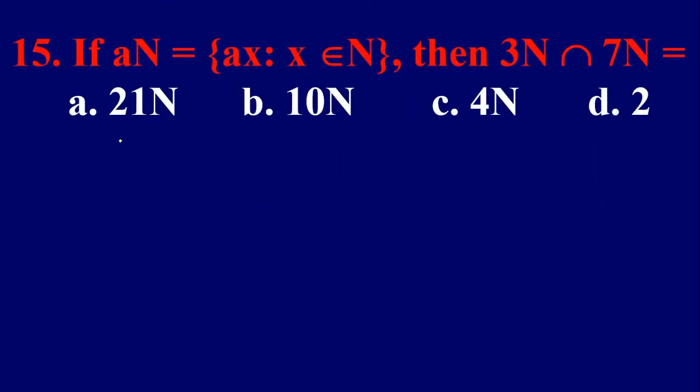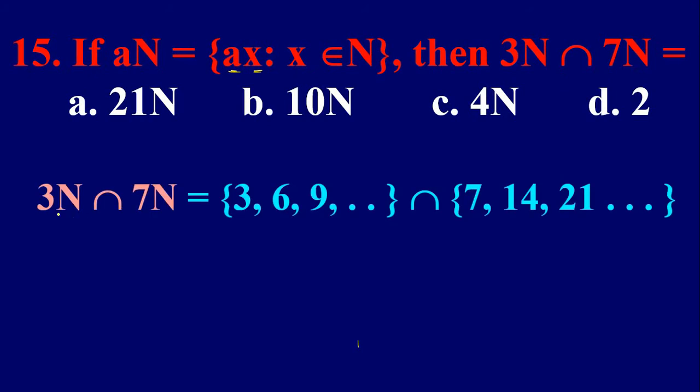So next we discuss one problem. It is problem number 15. If An equals the set of all Ax such that x belongs to N, so it is the set of natural numbers, then what is 3n intersection 7n? Here An means it is the set of all Ax. Ax means you have to multiply A with natural numbers. So it is multiples of A. That is A into 1, A into 2, A into 3, like that. So then what is 3n intersection 7n?